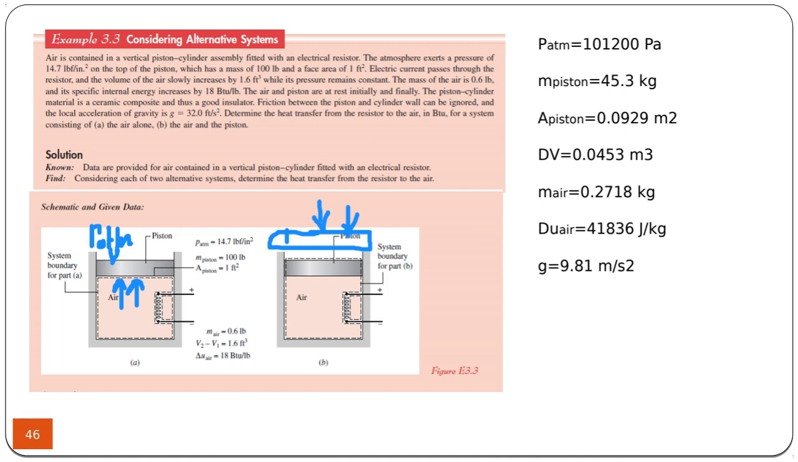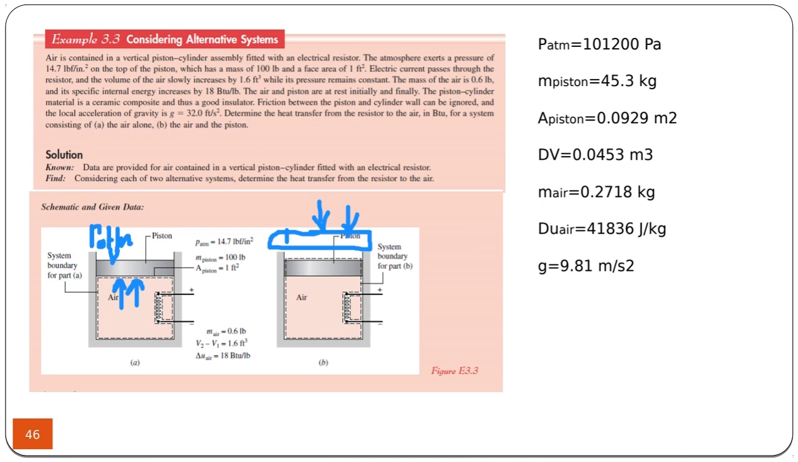So this pressure is given to you as 101 kilopascals or 101,000 pascals, which is one atmospheric pressure. The mass inside the piston is 45.3 kilograms, constant because it's a closed system. Remember that in closed systems, the mass does not change because there is no mass crossing the boundaries of a closed system. The change in the volume due to this expansion is given to you.